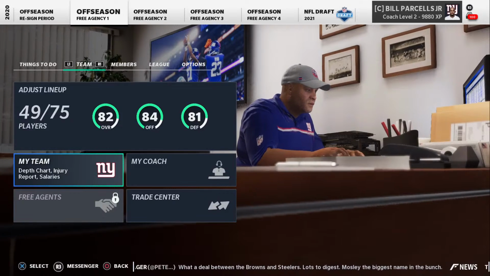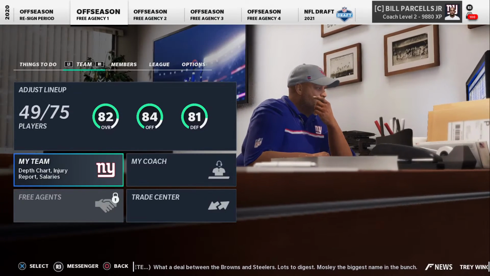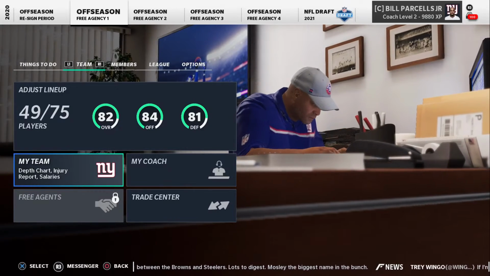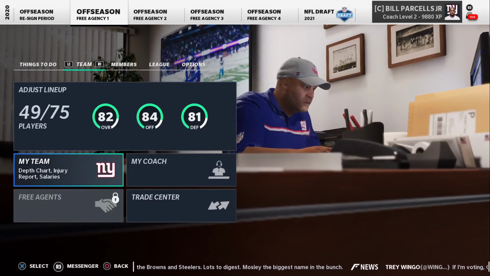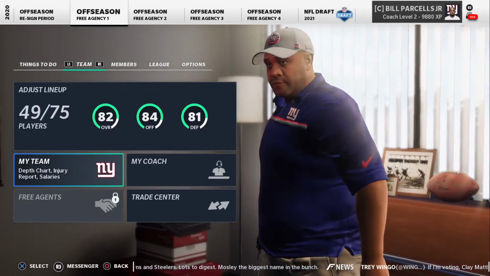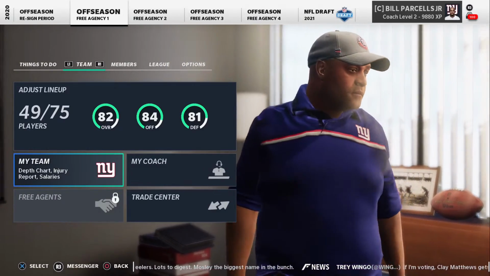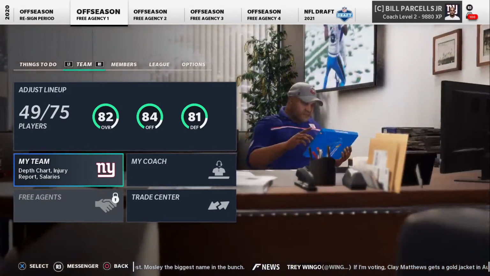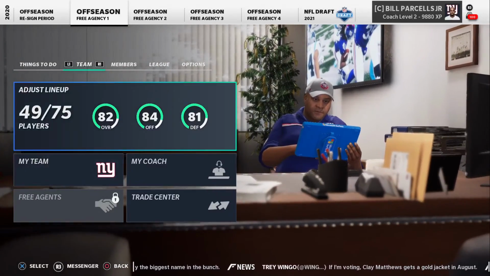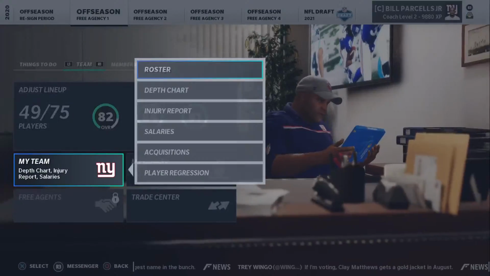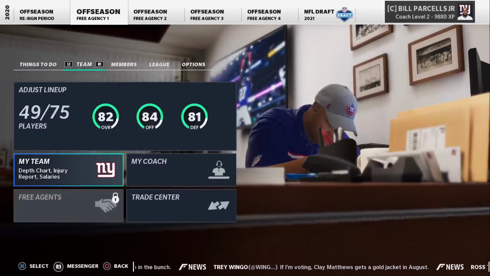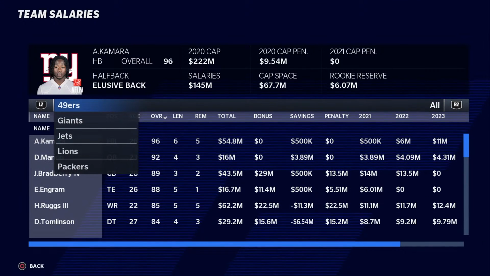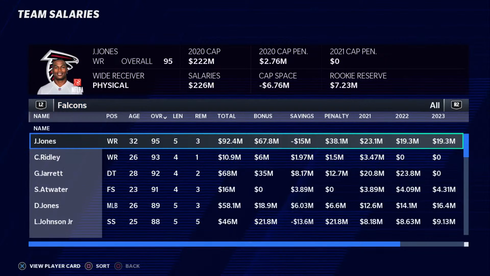Okay, so this is what you do if you want to learn how to look at your salaries and learn how to budget your salaries in Madden. If you want to know why you're in the negative, or why you have no money to spend in free agency, this is what you do. Go to My Team. Go down to Salaries. We're going to use the Falcons for an example. Go to your team. Okay?